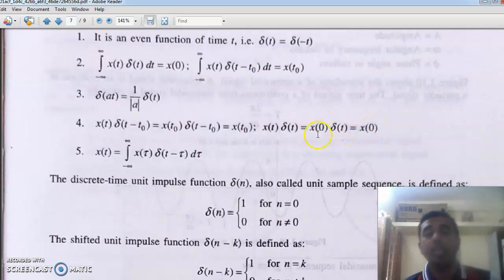That is, any value of the signal at a time, when it is multiplied with delta of t, will get x of 0 itself. So x of 0 multiplied by delta of t is the same as x of 0.